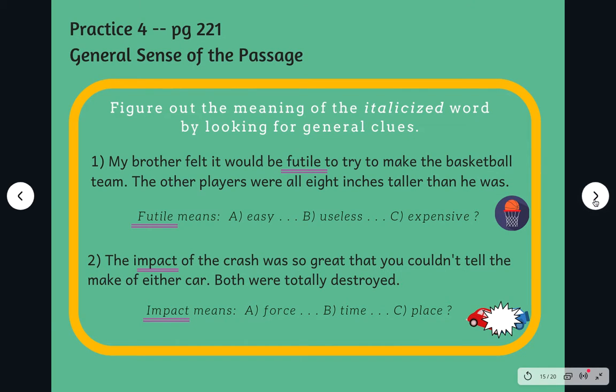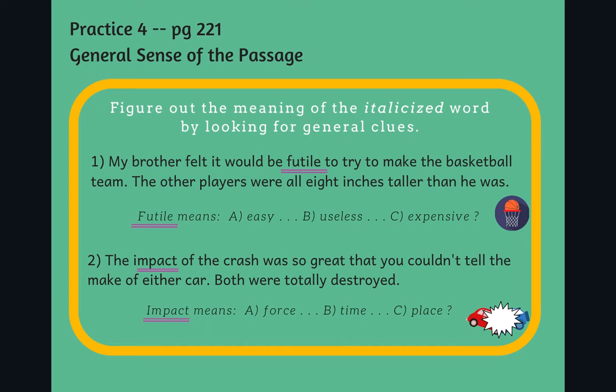It's going to be praising them, right? Okay, so let's look at practice 4. This is on page 221. So now we are thinking about the general sense of the passage. Number 1, my brother felt it would be futile to try to make the basketball team. The other players were all 8 inches taller than he was. So what does futile mean? Does it mean easy? Does it mean useless? Or does it mean expensive?